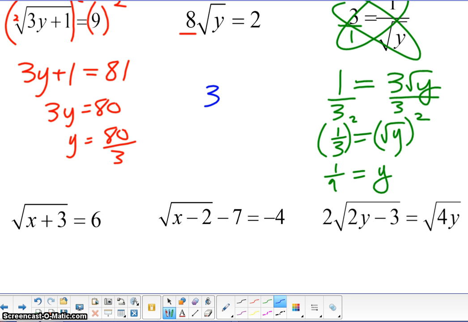Okay, and you probably already have this written down, so I'm going to go and check my answer. 3 equals 1 over the square root of 1/9. And it would be 3 over, and that's a perfect square, 1/3. And 1 divided by 1/3 is 3. So that also is the correct answer.